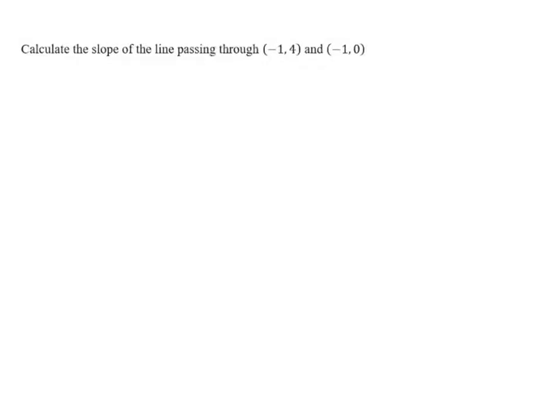Calculate the slope of the line passing through (-1, 4) and (-1, 0). We're going to use the same formula for slope. Slope is given by y2 minus y1 over x2 minus x1. In this case, y2 is 0 and y1 is 4. So in the numerator, we're going to have 0 minus 4.